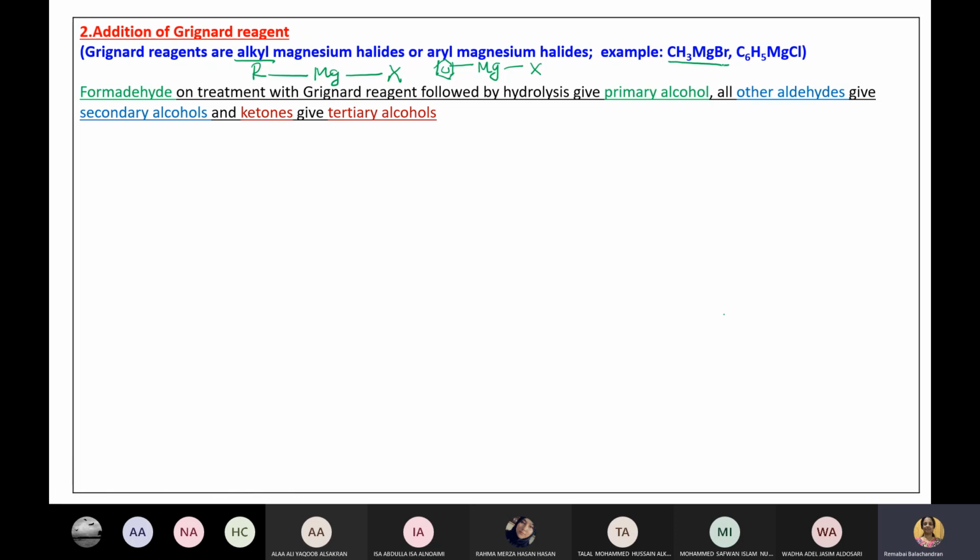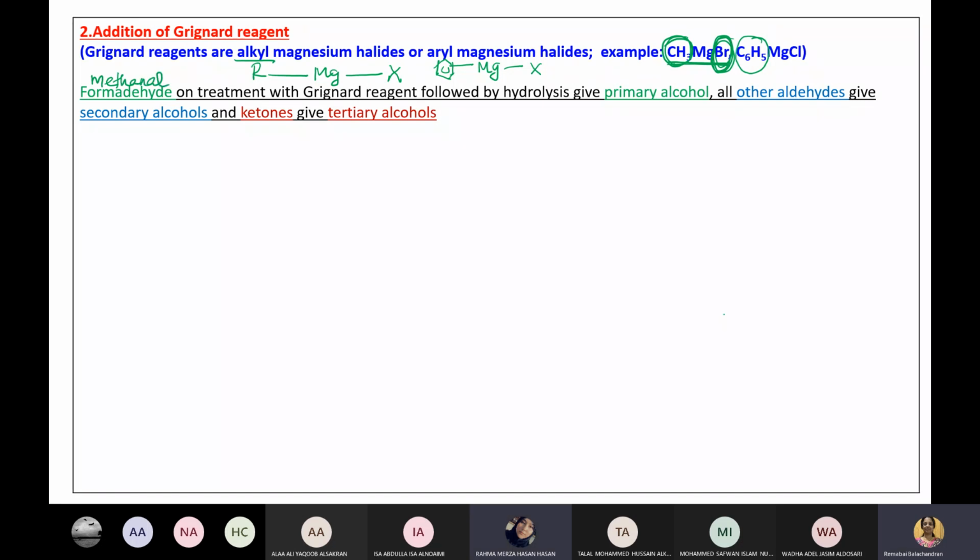I gave some examples: CH3MgBr. Instead of CH3, it can be any alkyl group, C2H5, C3H7. Instead of Br, it can be Cl or I or anything. And C6H5MgCl. They are highly reactive compounds and they are versatile, because you can make a variety of compounds from Grignard reagents. Now, what is written here? Formaldehyde. That means methanal.